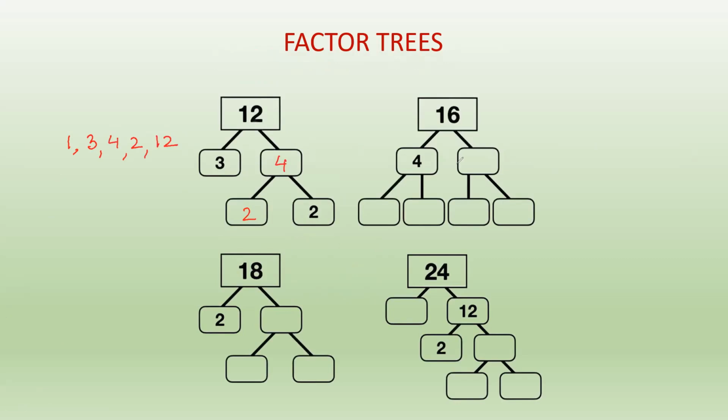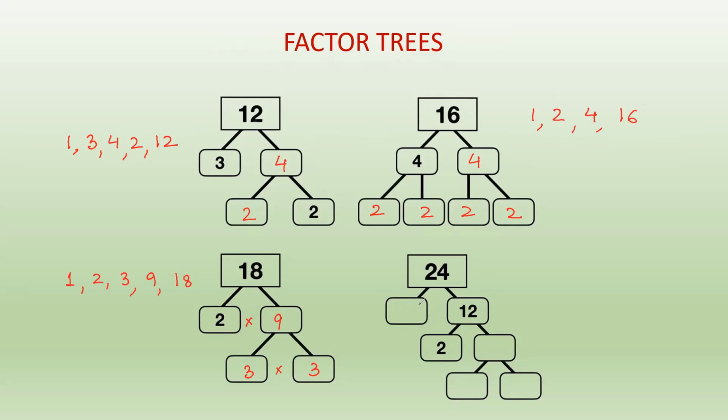Now, let us take 16. 16 is 4 times 4, and 4 can be found by multiplying 2 and 2. So, the factors of 16 are 1, we have to take 2, 4, and 16. Now, let us take 18. Factors of 18, 18 can be found by 2 times 9 and 9 by 3 times 3. So, the factors of 18 are 1, 2, 3, 9, and 18.